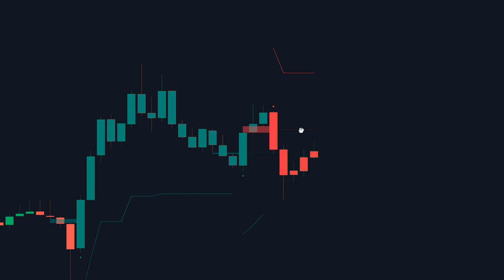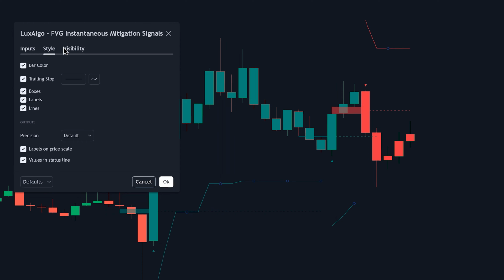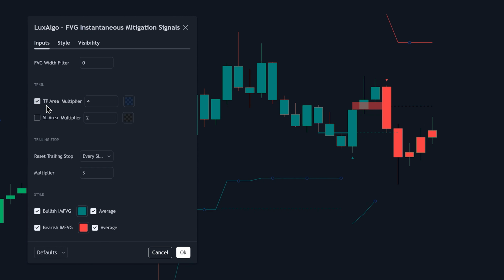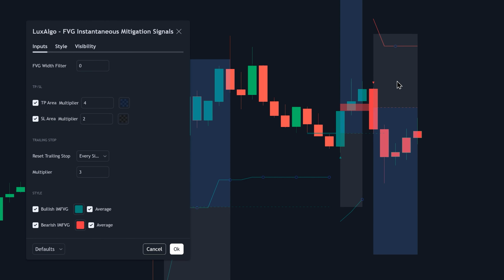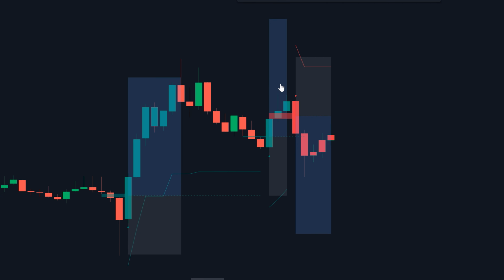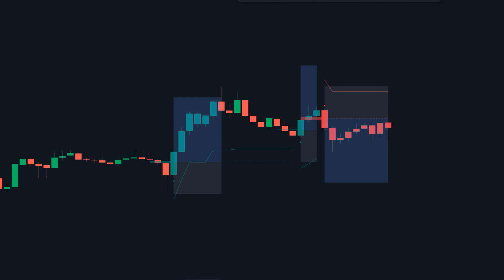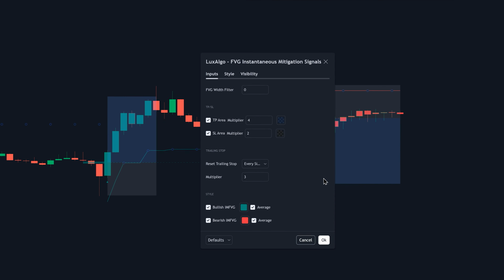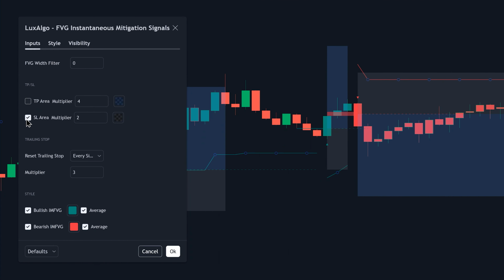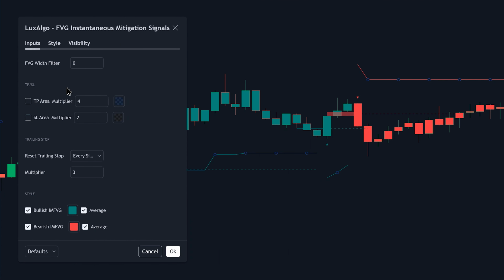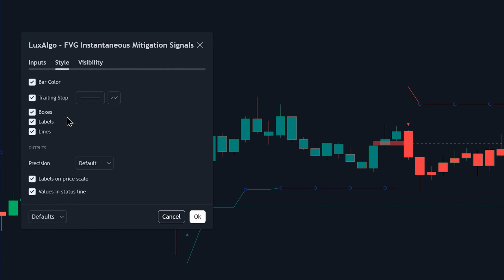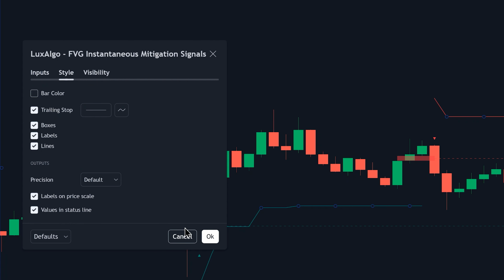Oh, there is also one more feature hidden in the settings of this indicator, which is TP area and SL area. As you can see, these basically look like the Tradingview long and short position tools, which can help you gauge the progress of your trades. However, I'm not going to be needing this, so I'm going to go back into the settings and disable them. While we're still in the settings, I'm going to increase the FVG width filter from 0 to 0.1. And then on the style tab, you want to disable the bar color. After that, click OK.